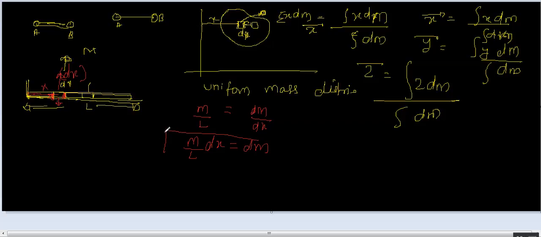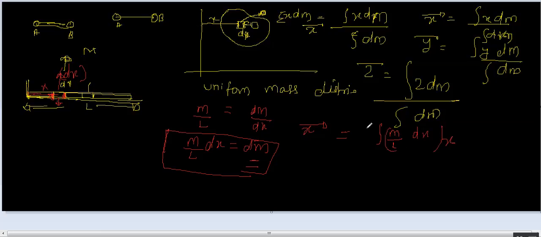Okay, mass distribution is uniform. This means m by l is equal to, so we know what dx is, and so what is the x coordinate? The x coordinate is m by l dx.